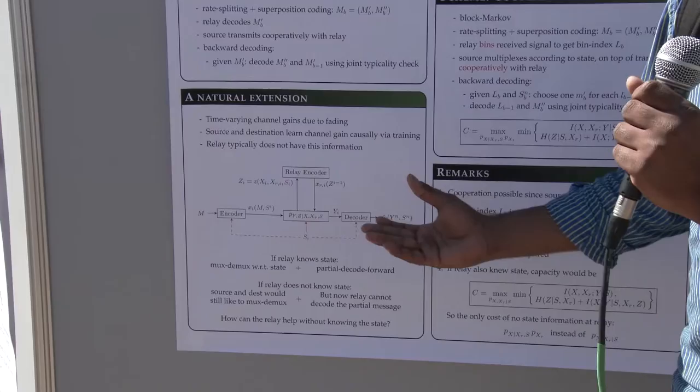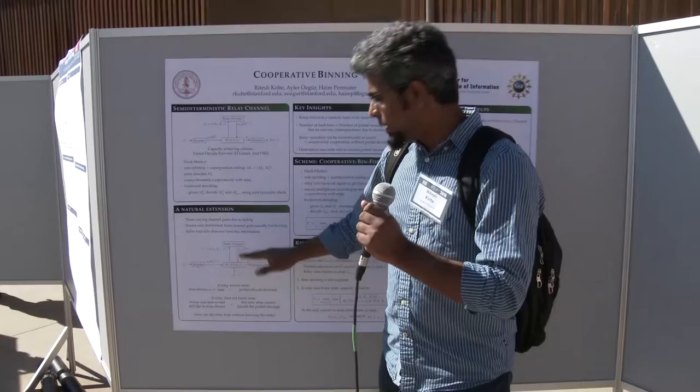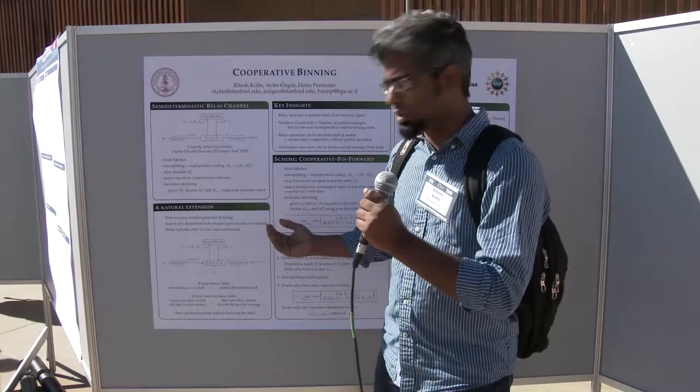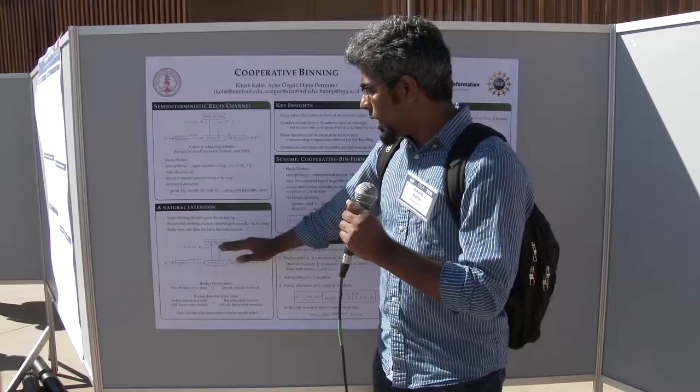Let's try to make partial decode and forward work. If the relay knew the state, then they could just treat the state as a time sharing sequence, and partial decode forward would carry over, and we can prove that it achieves capacity. But in the absence of the state, it's no longer possible. So how do we achieve capacity? We come up with a new scheme that we call cooperative bin forward.